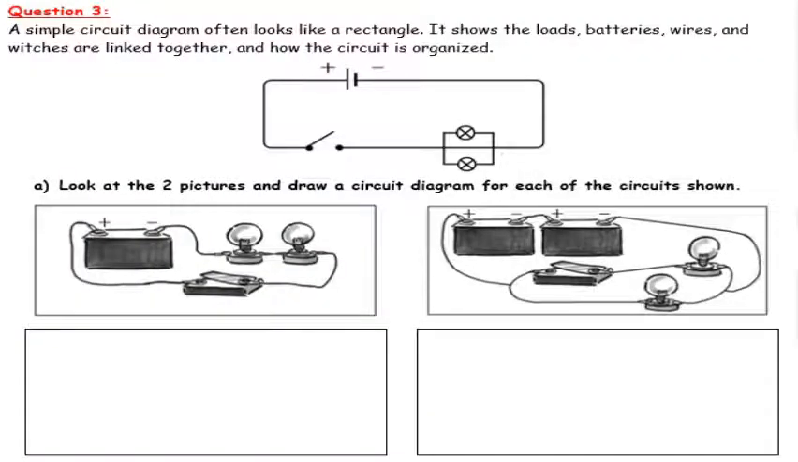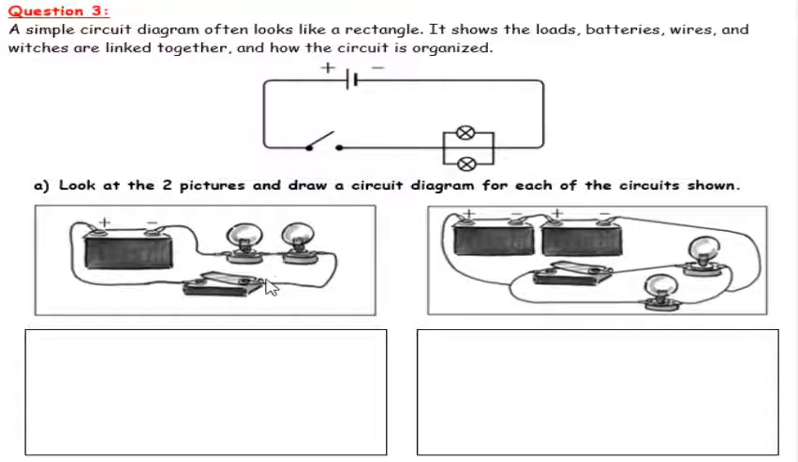Question number 3. A simple circuit diagram often looks like a rectangle. It shows the loads, batteries, wires, and switches that are linked together and how the circuit is organized. So circuit diagrams use symbols to show the parts of a circuit. As you can see in this one, this circuit is made of a battery, an open switch, and two light bulbs all connected to each other by wires.